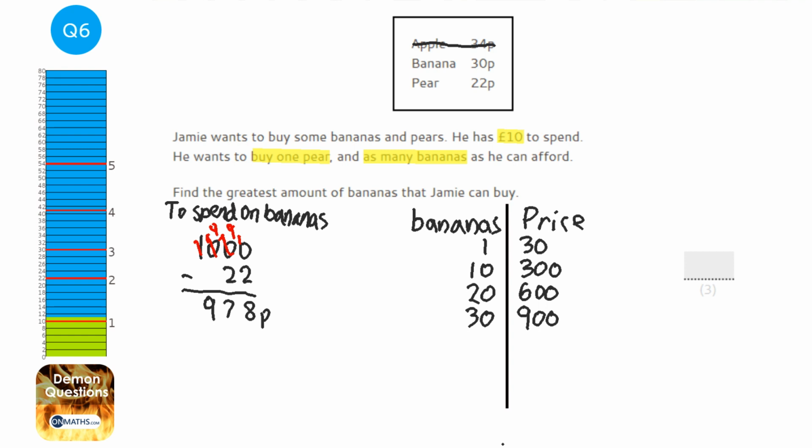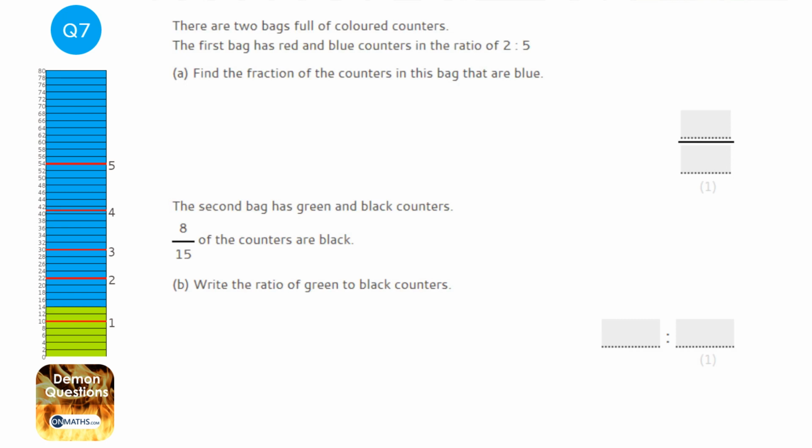I wouldn't go for 40 because that's going to be over the amount of money we've got left. So I'm going to go for 31, which is going to be 30p more than 900. Okay, still got a bit to spend. So we're going to pick 32, which is going to be 960. Now I'm going to try 33, and that's going to be 990. Well, that's too much because we've only got 978 to spend. So he can get 32 bananas. Okay, pause the video now and have a go.